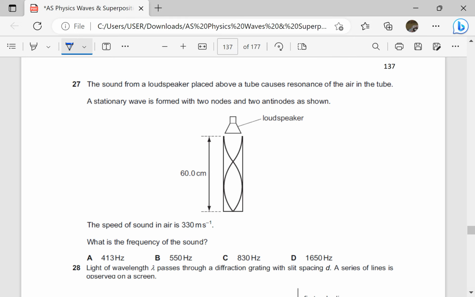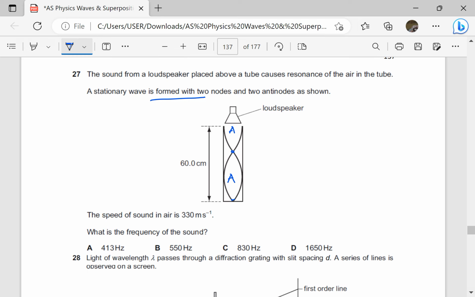The sound from a loudspeaker placed above a tube causes a resonance of the air in the tube. A stationary wave is formed with two nodes and two antinodes. Two nodes, this is one, that is two. Two antinodes, there is an antinode here and an antinode there. The speed of sound is 330. What is the frequency of the sound?